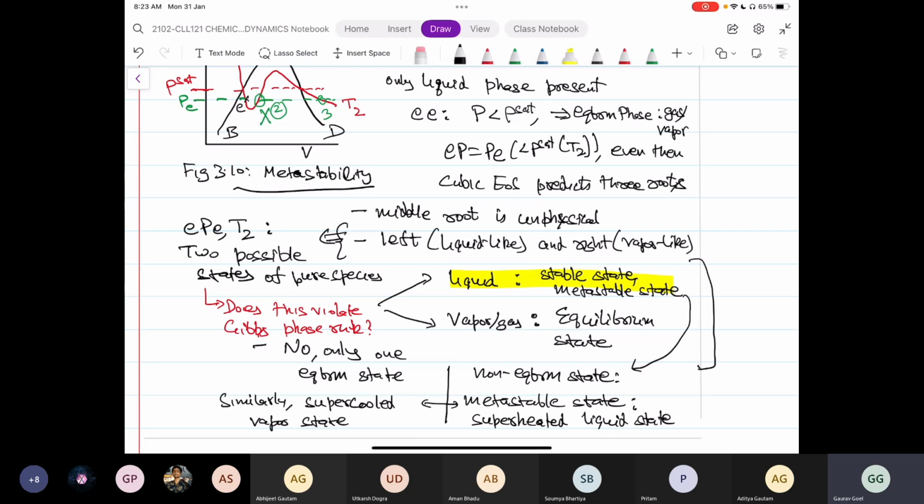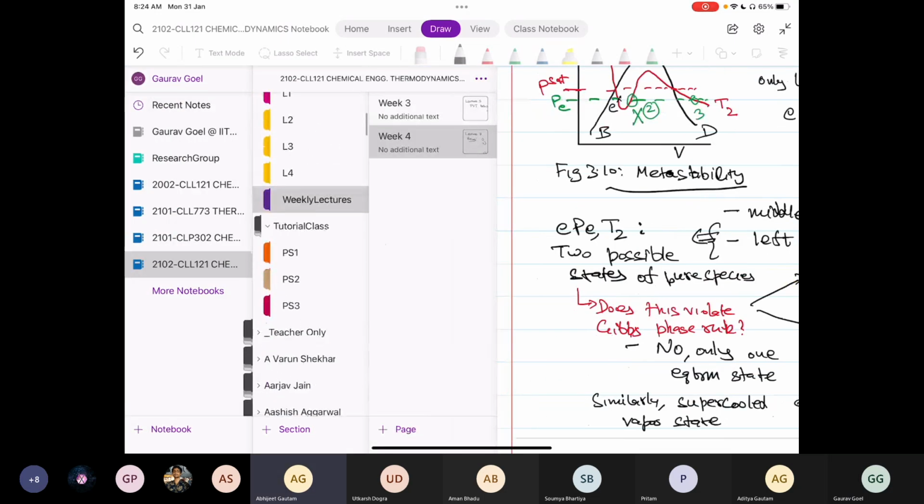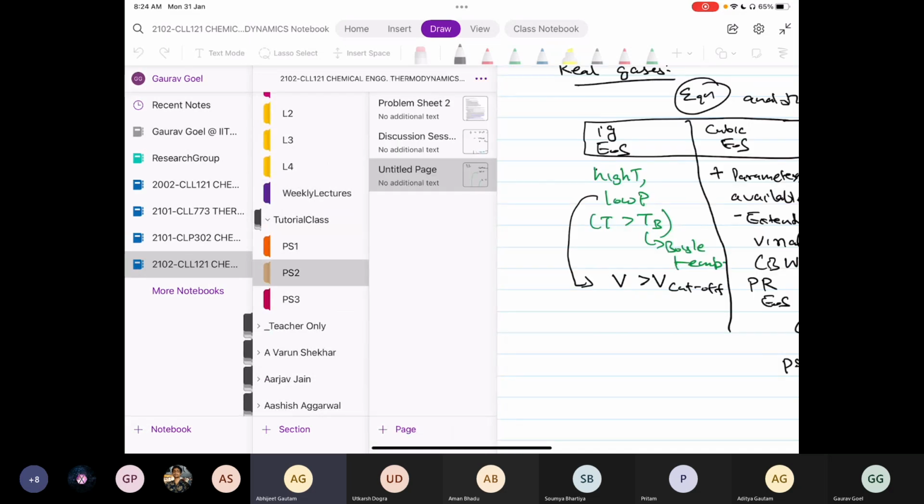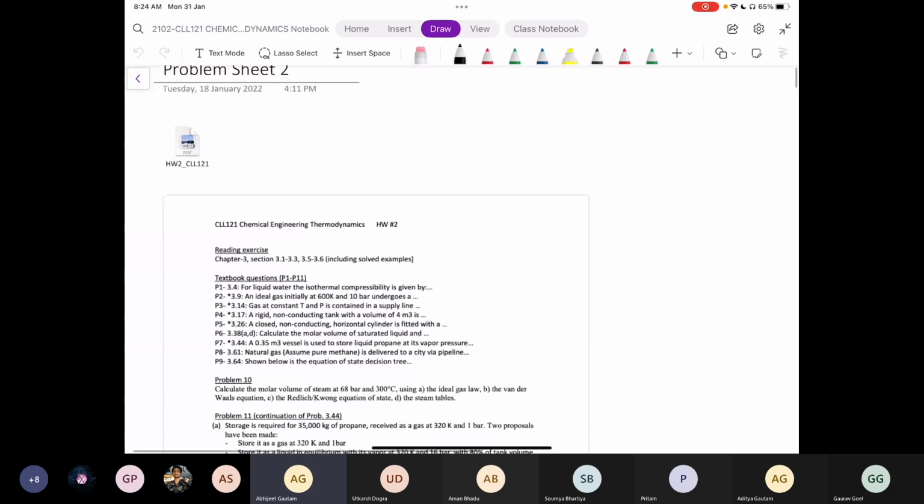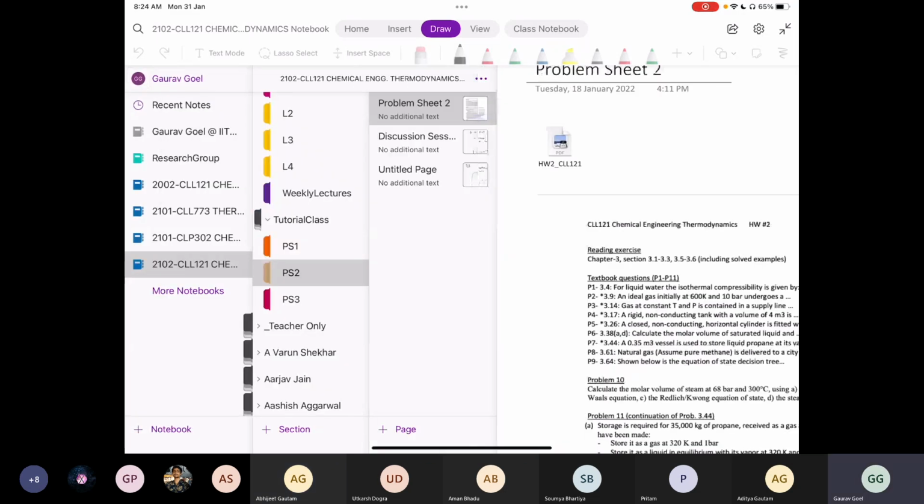Right, any other questions, queries? Sir, I have a doubt from the problem sheet too. The third problem in the problem sheet too. I actually could not visualize the schematic for problem 3.14. 3.14. Okay.